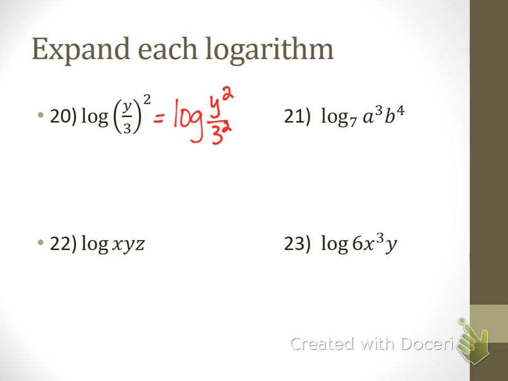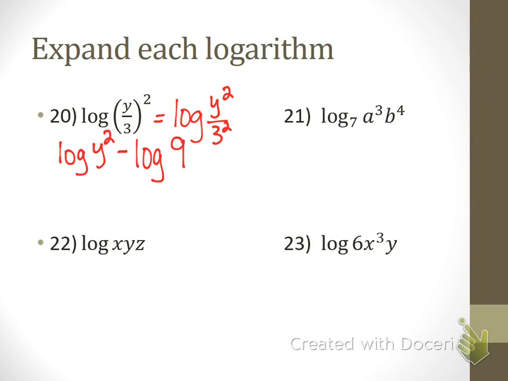Then I would start splitting it up, which people were saying deal with the quotient first, which I agree with as long as we don't have parentheses holding it together. So now we could deal with the quotient first, so we would have log of y squared minus log of 3 squared. If you want to evaluate the 3 squared, you could. What is 3 squared? 9. Does that make sense? Yes.